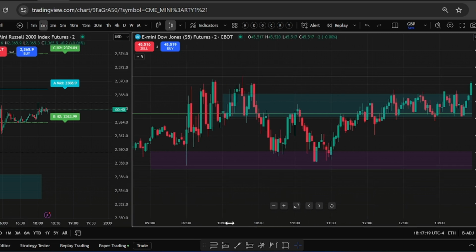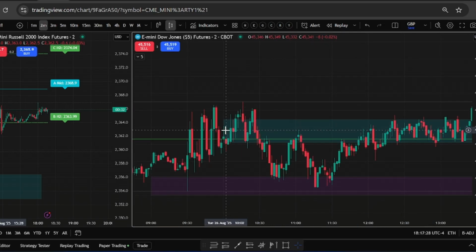So you see here, on YM, this was provided at 9. This is the zone. This is provided at 10. So yeah, again, the idea is to look for a higher low formed above this level.